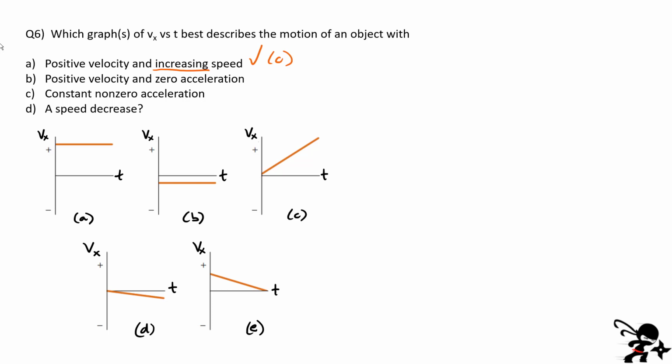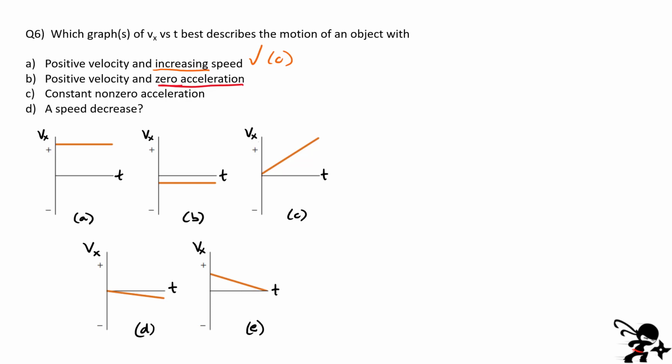How about choice E? For E, we have positive velocity, yes. However, we have a decreasing speed, right? The magnitude of the velocity is 0 over here, right? And it's some positive value at the beginning. So it's really only graph C that satisfies the first one. Question B says a positive velocity and 0 acceleration. All right, which graph has 0 acceleration?